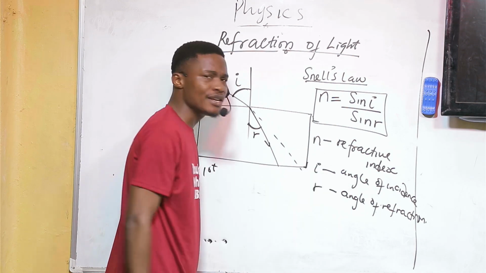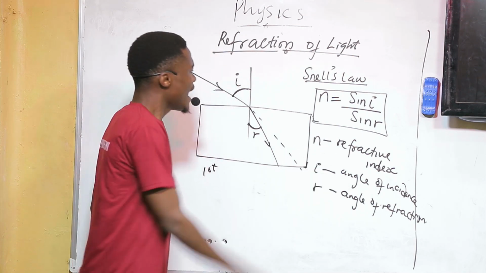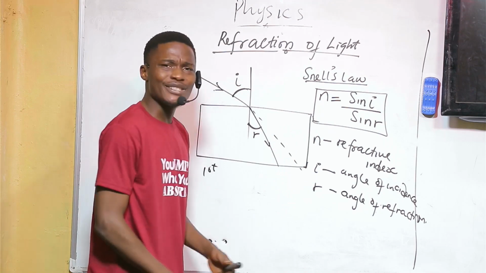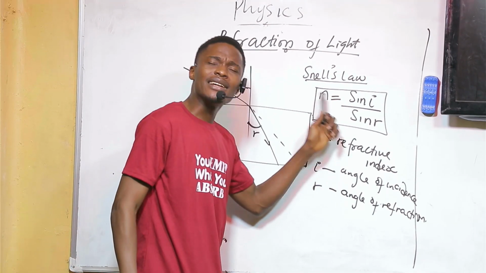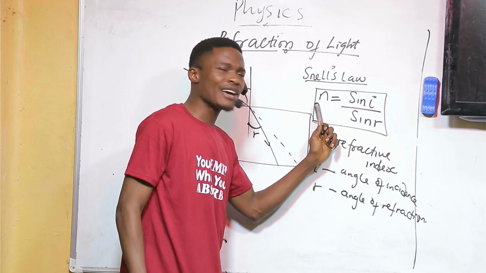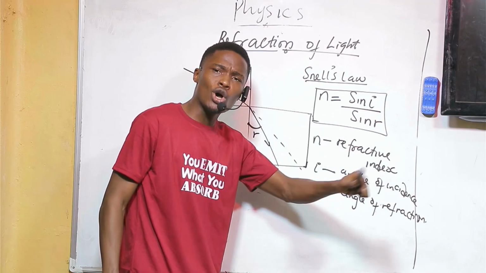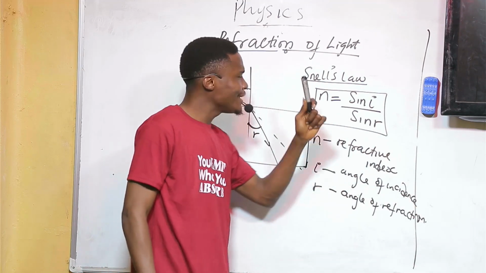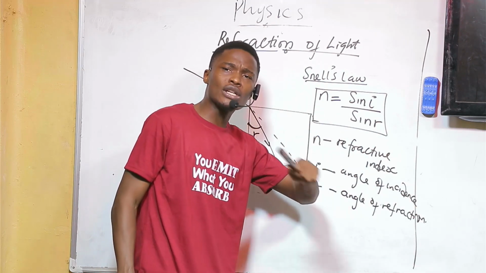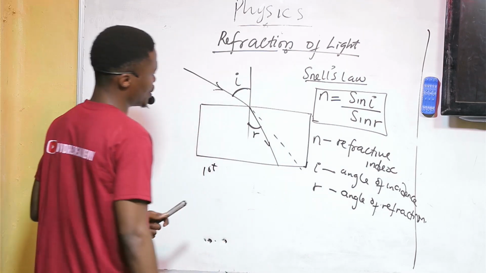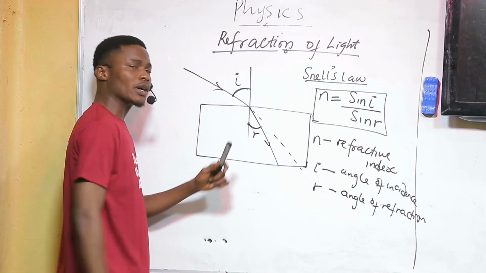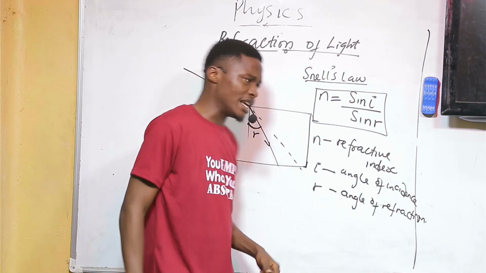Now, it is very important that we understand what n represents. n represents refractive index, and this refractive index can easily change depending on the direction of the motion of light. It can always change. But we are going to talk about that in more detail in the future.